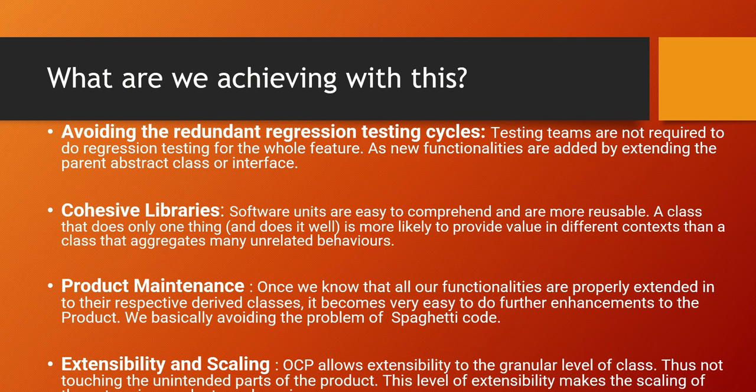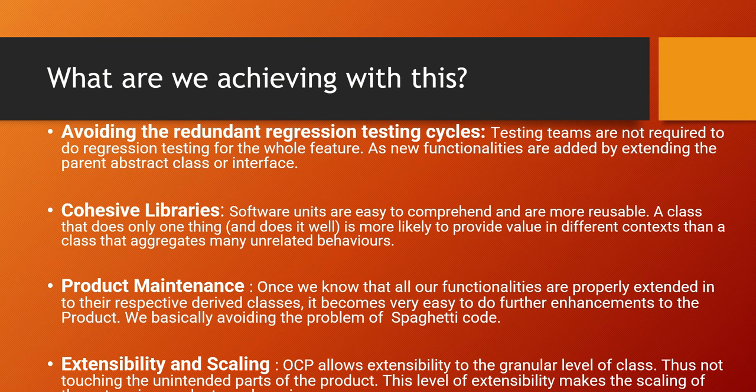Product maintenance: once we know that all our functionalities are properly extended in their respective derived classes, it becomes very easy to do further enhancements to the product. We avoid the problem of spaghetti code. If a new requirement comes in and we don't use the open-closed principle, then usually we will be putting in conditions like: if for this scenario do this, if for that scenario do that. So you are avoiding these conditional functionalities. That's why it becomes easy for product maintenance as well as for the source code, and we avoid the problem of spaghetti code.